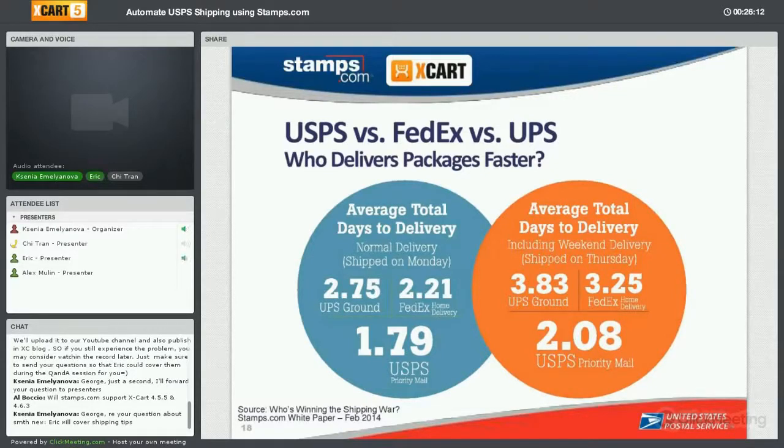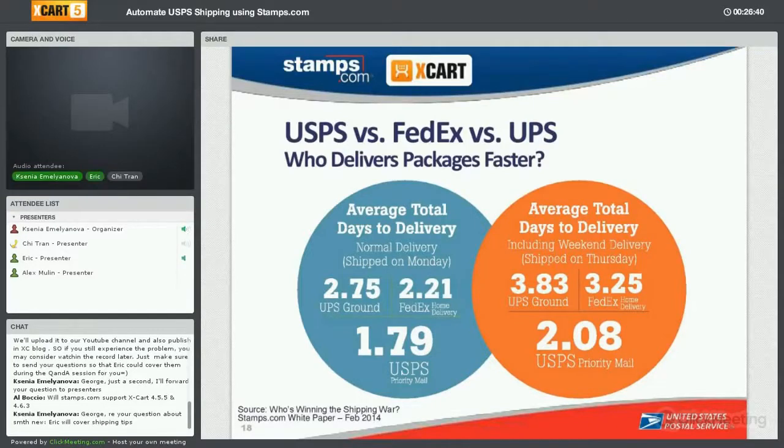You can see here in the blue bubble, this blue bubble is for the normal delivery, which packages were shipped on Monday. This is an average total days to delivery for each carrier. And you can see the USPS had the lowest average with 1.79 days versus FedEx, which was second at 2.21 days, and UPS ground at 2.75 days.